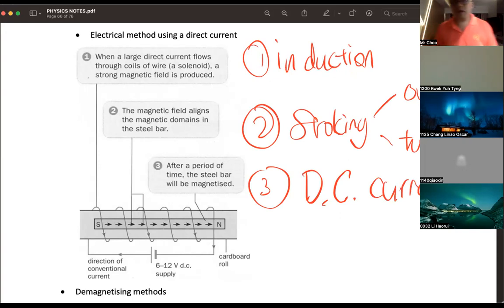And the last one, don't use the word electricity, just say DC current. Okay, the third method, all of you can write down, is by DC current. You cannot use alternating current, you can only use DC current, where the direction of the current is always one direction. So the third method is by DC current. Clear?